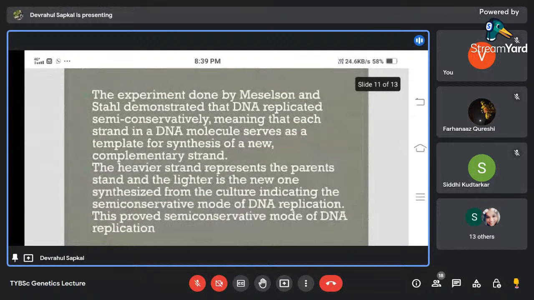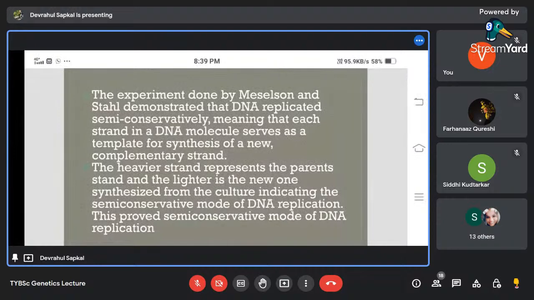The experiment done by Meselson and Stahl demonstrated that DNA replicates through the semi-conservative model of DNA replication, meaning that each strand in a DNA molecule serves as a template for synthesis of a new complementary strand. The heavier strand represents the parental strand, and the lighter strand is a new one synthesized from the culture, indicating the semi-conservative mode of DNA replication. This proves the semi-conservative mode is the mechanism of DNA replication.